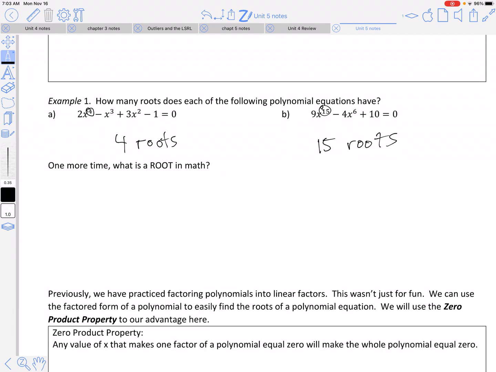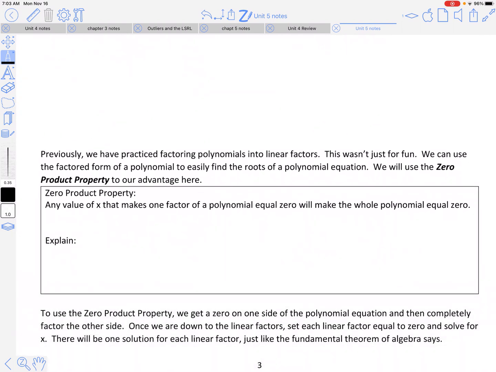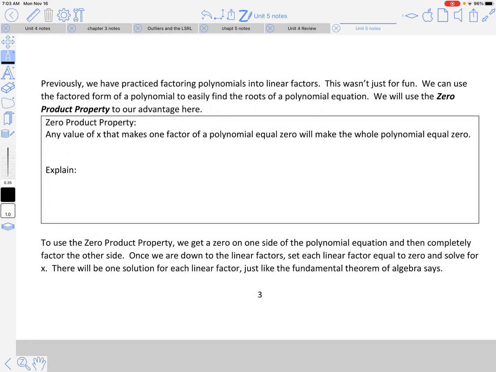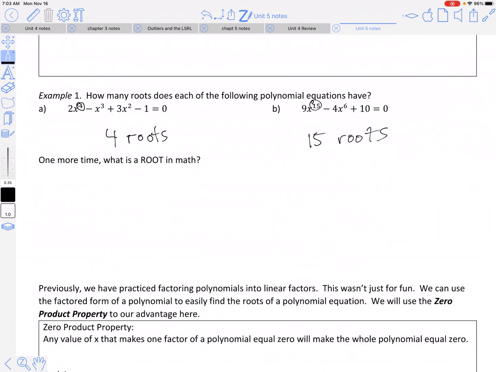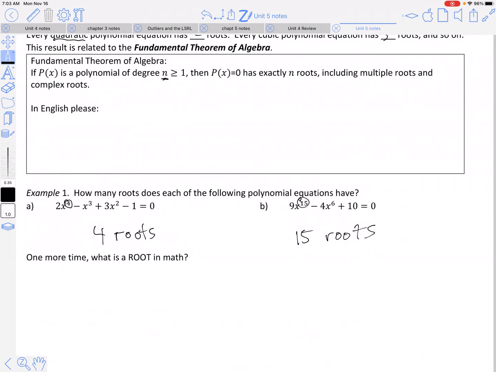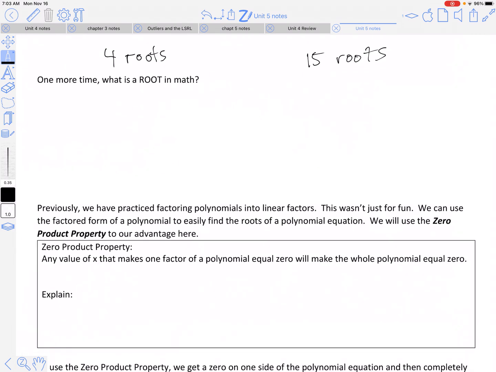All right, so one more time, I want you to write in your own words, explain what a root is. Please do that. Pause this and do it. Okay, next theorem. Do you understand this one? So whatever the degree is, that's how many roots, how many solutions it could potentially have. Don't forget, some of them could be complex, some of them could be multiples. So you might not visually see them all, but they do all exist.